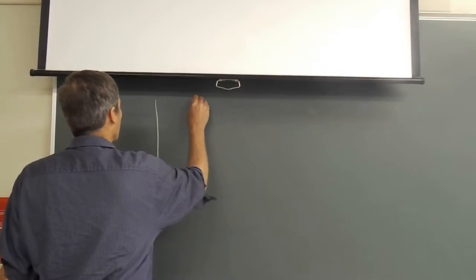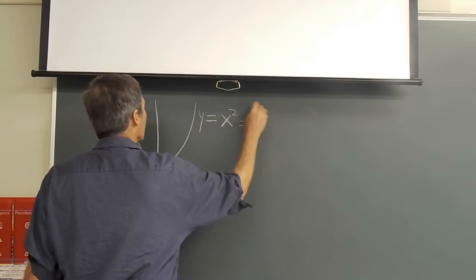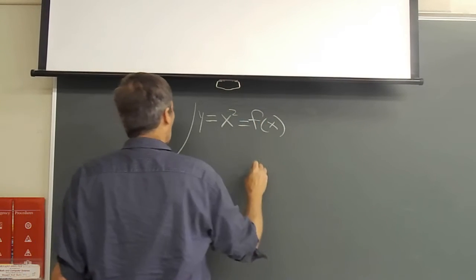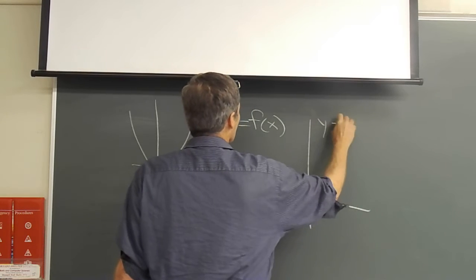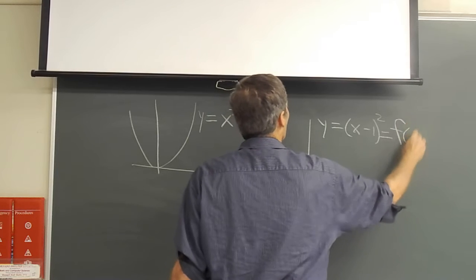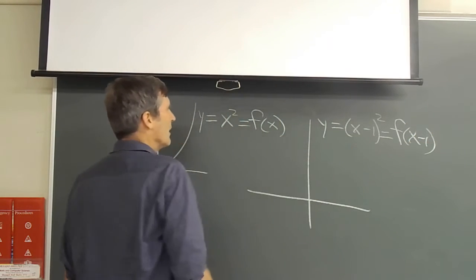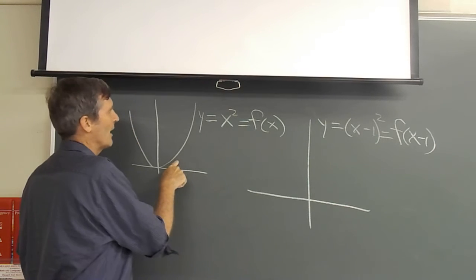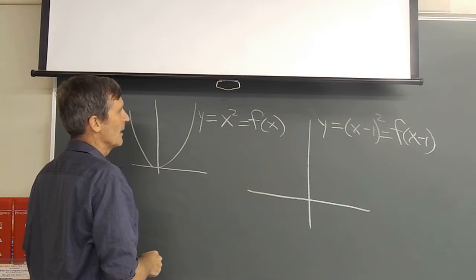Suppose I have the basic parabola, y equals x squared is f of x. What is the graph of y equals x minus 1 squared? That's f of x minus 1, right? I replaced x by x minus 1 in here. So if I know the graph here of y equals f of x, what does the graph of f of x minus 1 look like?